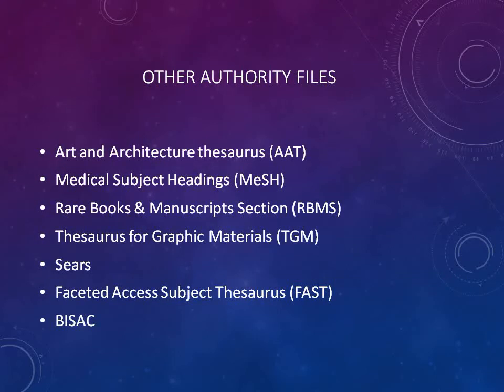Here are some other authority files that are commonly used in the library community. There are files for different topics, such as art, architecture, medicine, and there are also files for types of materials, such as rare books. In marked bibliographic records, it's possible, through the use of indicators and codes in subfields, to indicate which authority file a term or a heading comes from.